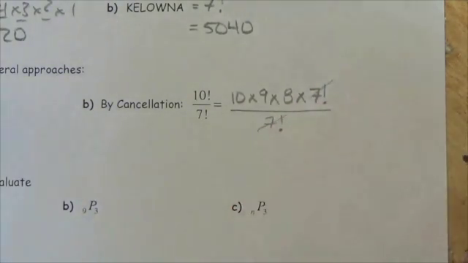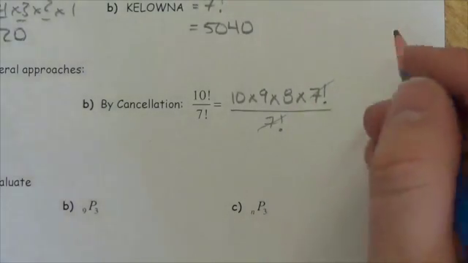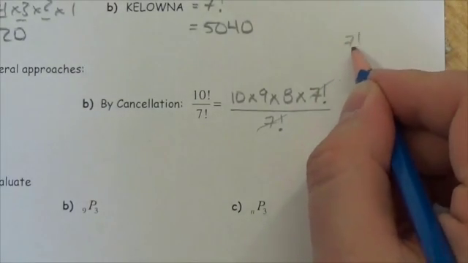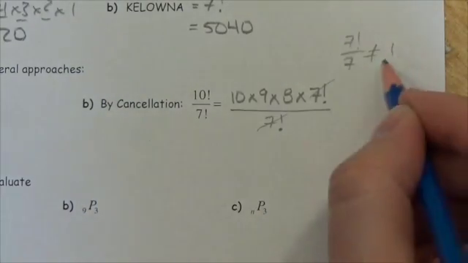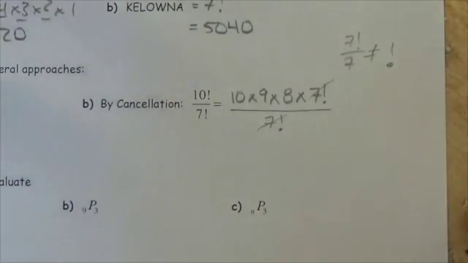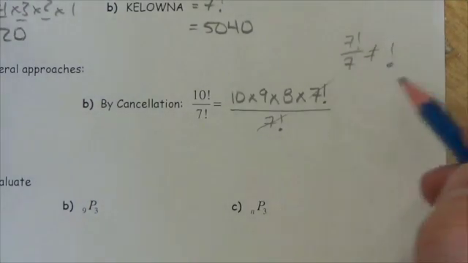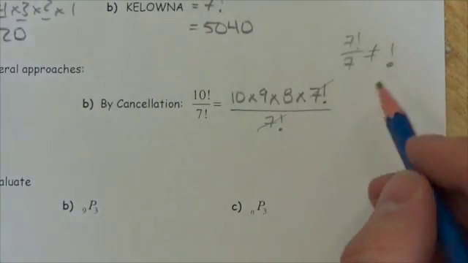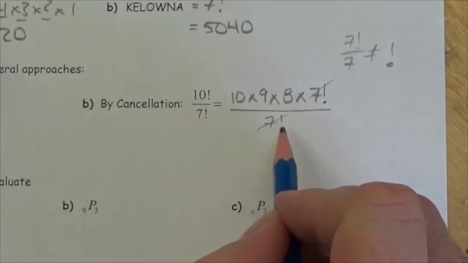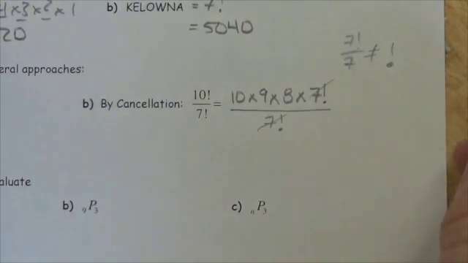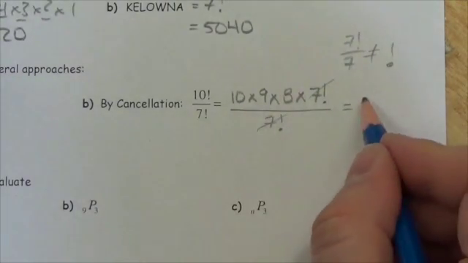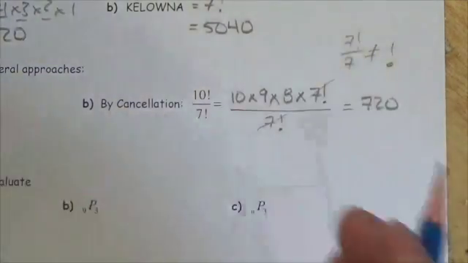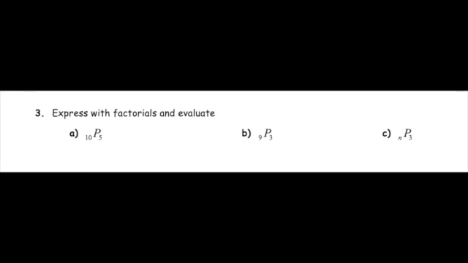So those two will cancel. Now, bear in mind, 7 factorial divided by 7 is not like the factorial symbol. I can't do that. That makes no sense. The notation doesn't work like that. In order to cancel like this, it has to be 7 factorial over 7 factorial. But then it's just 9 times 8 is 72, times 10 is 720, which is what we got when we used the calculator.